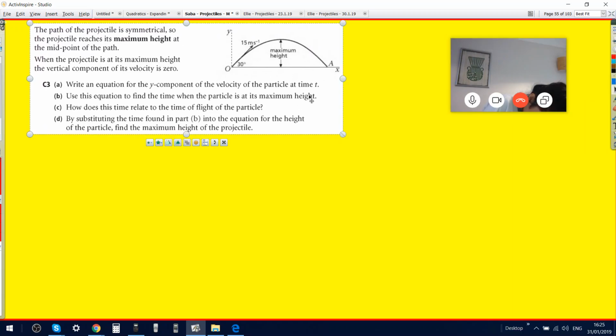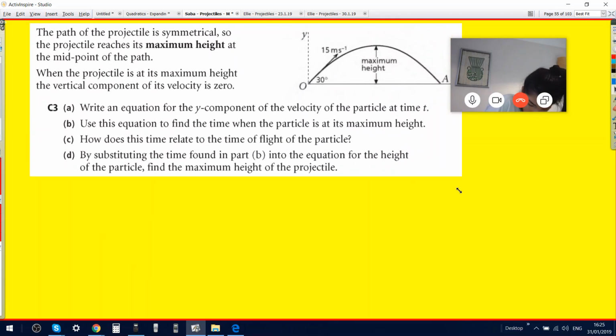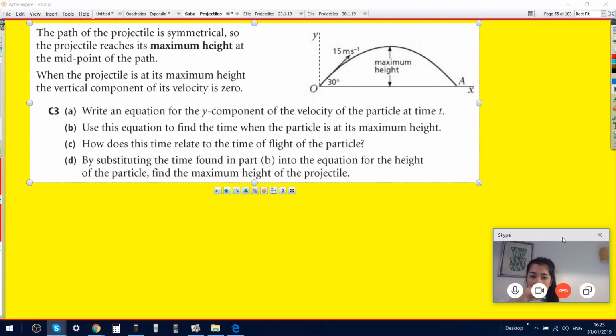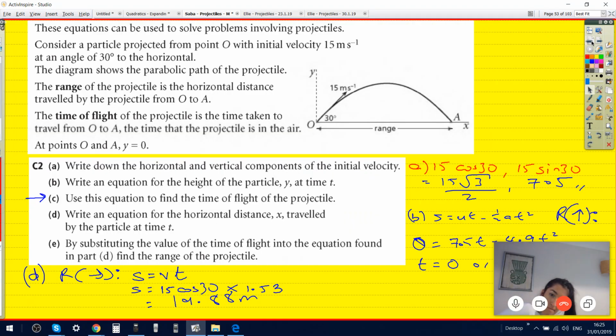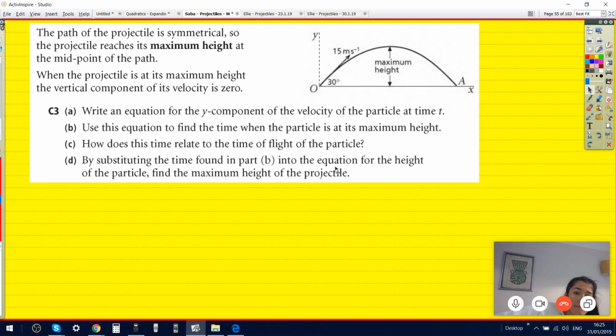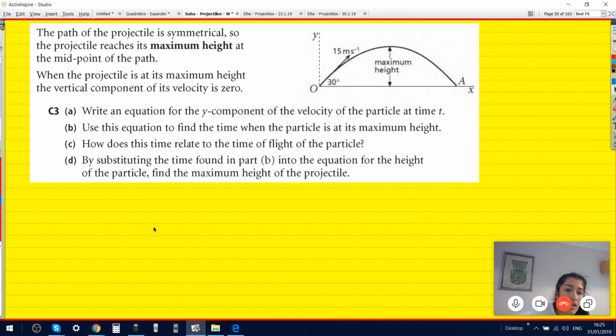Okay. This time we want the maximum height. It's the same question. It looks similar. So that's 15, that's 30. Yep. Maximum height. Write an equation for the y component of the velocity of the particle at time t. I've just done that. Isn't that just the 15 sine 30 t minus 4.9 t squared? Oh right, we're in equation of the velocity. Isn't that what we just did?